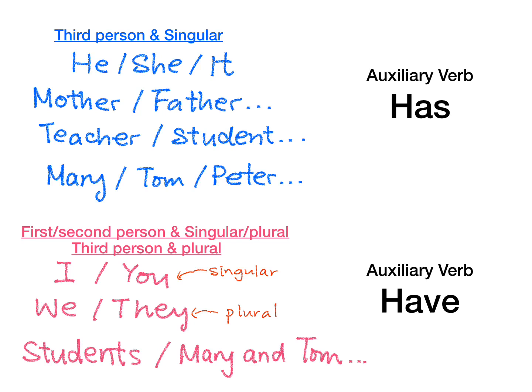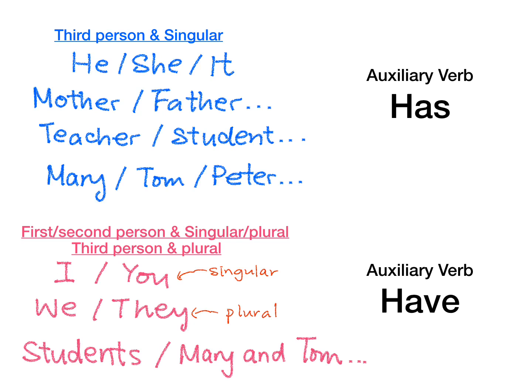Instead of pronouns, you can also use other common nouns or proper nouns, such as any singular person like mother, father, teacher, student, Mary, Tom, Peter, with the role of the person or the name of the person, as long as they're just one person, singular, and not I or you, then we will use has. So third person singular, we use has.